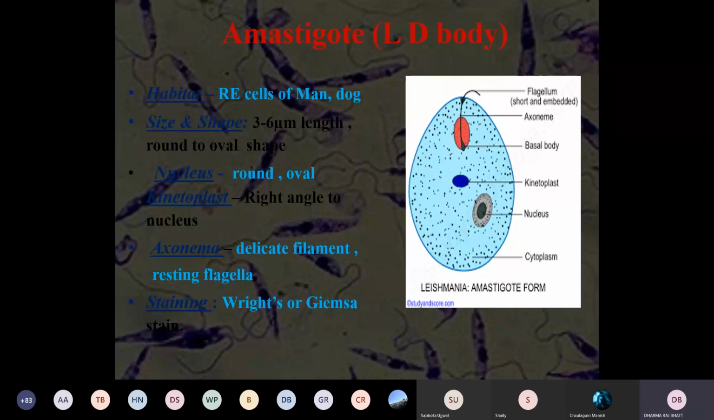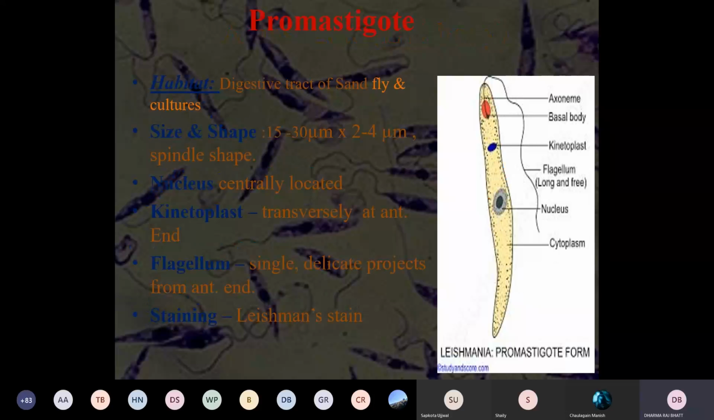Right? This is about the amastigote form. Next, about the promastigote form. Now we'll proceed in the same manner. Habitat, you can see, is the digestive tract of the sandfly.